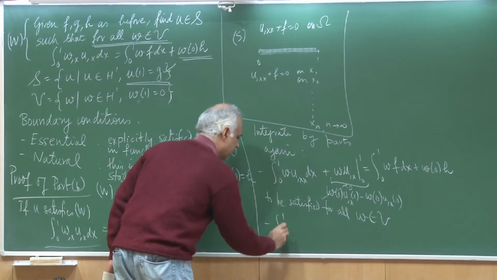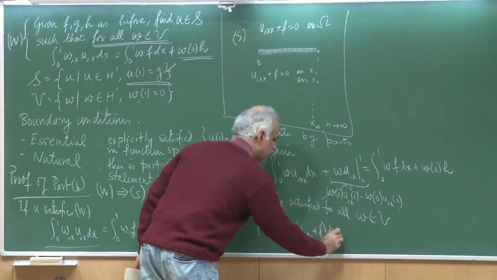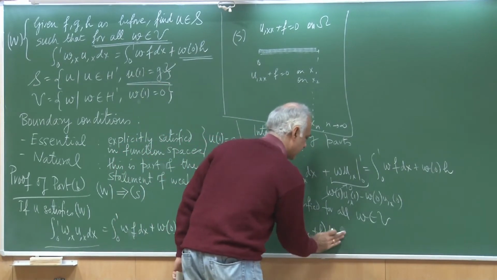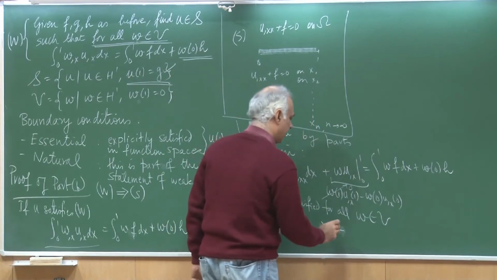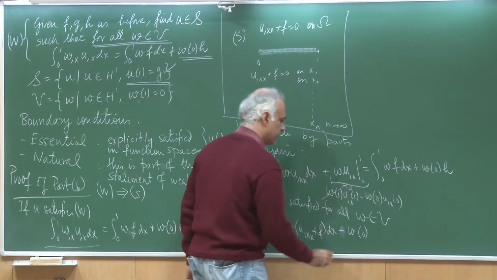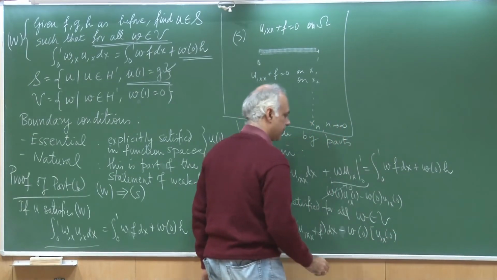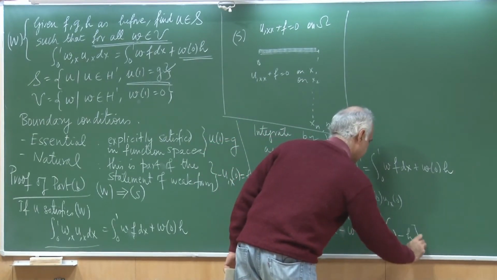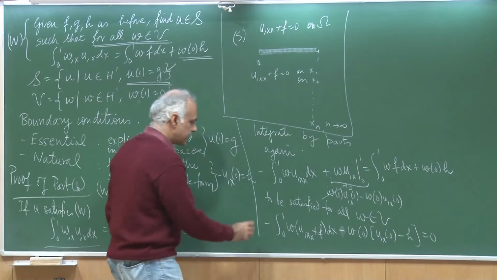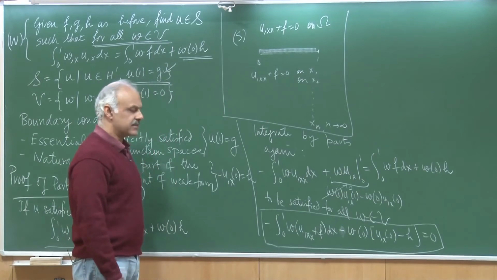So, minus integral 0 to 1 w times u comma xx plus f dx, and then I would have from this term minus w0 and u comma x 0 minus h equal to 0. Okay. So, this is what has come out of the weak form after I integrated by parts.